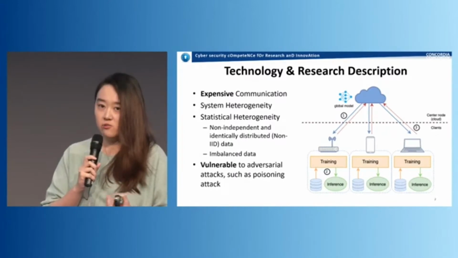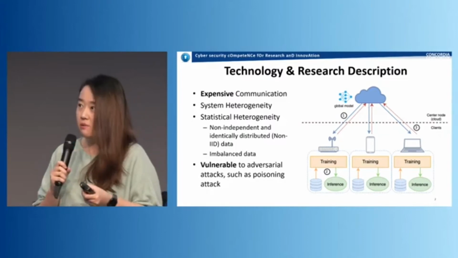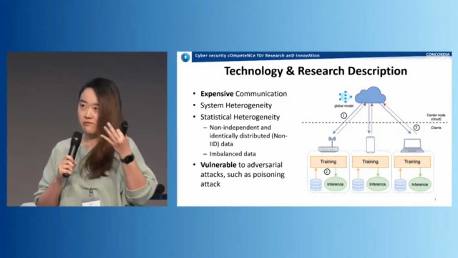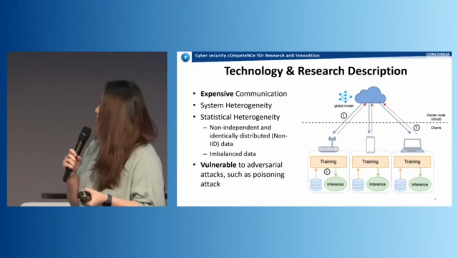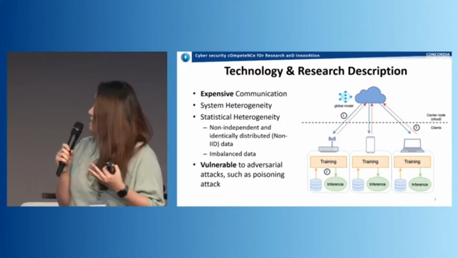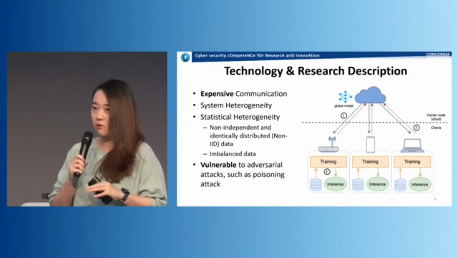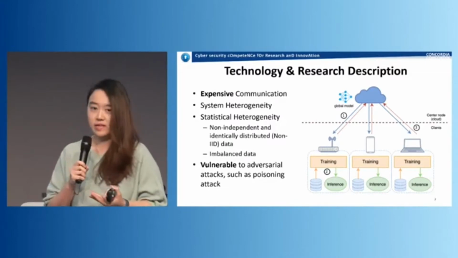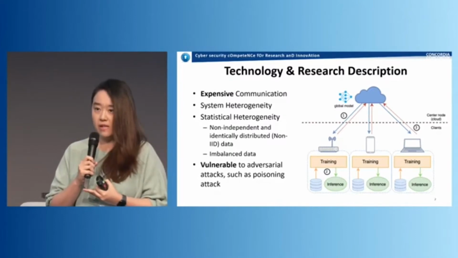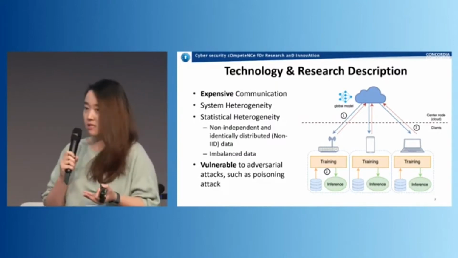But at the same time, there are many challenges we need to solve. For example, communication is expensive, because you have to communicate with a global center cloud: you need to upload your models and download the models, which costs a lot of communication overhead. Also, in an IoT network there are various different systems, which causes system heterogeneity and makes the data heterogeneous too. This means the data will be non-independent and identically distributed, which we call non-IID distribution, and we will also have imbalanced data sets. At the same time, there are adversarial attacks that can target federated learning models, so it is vulnerable to attacks such as poisoning attacks.